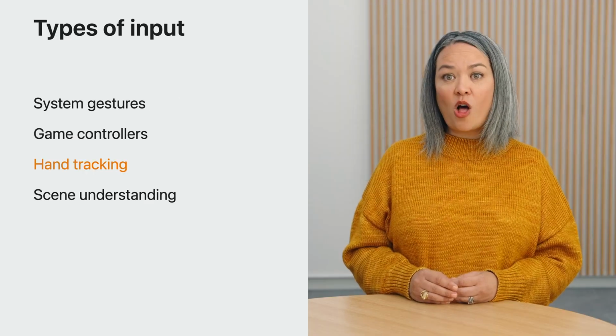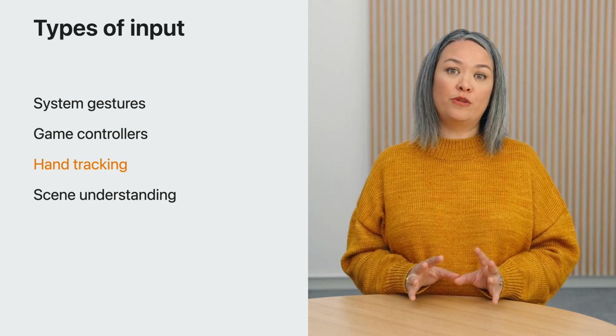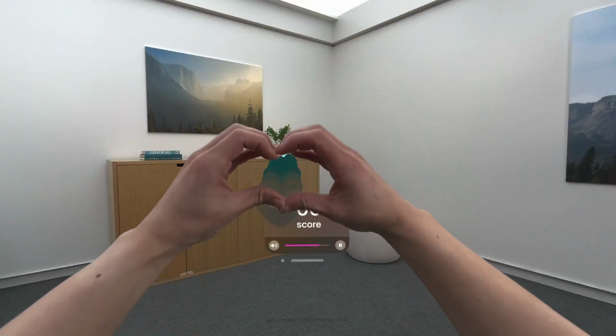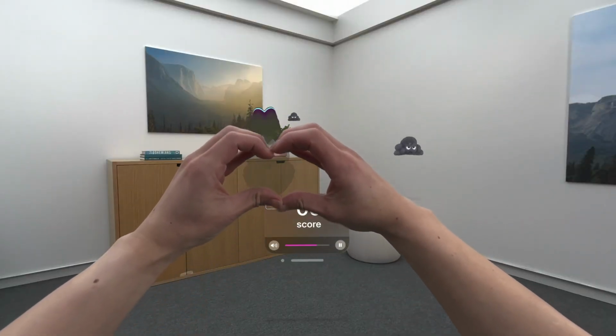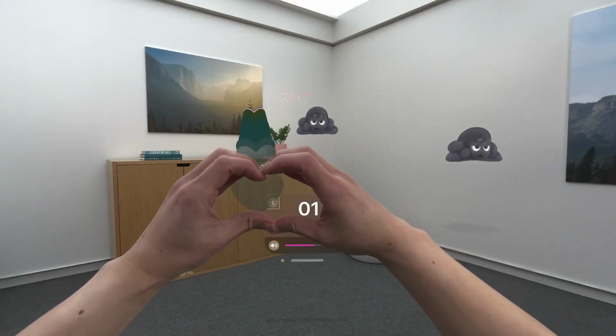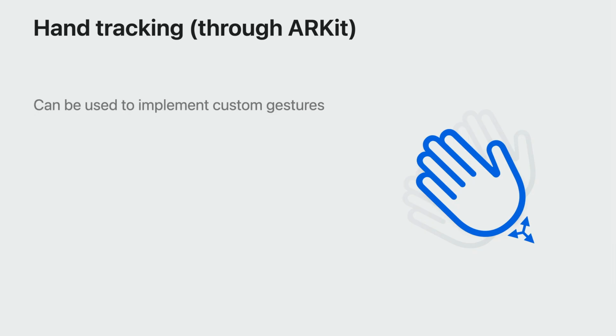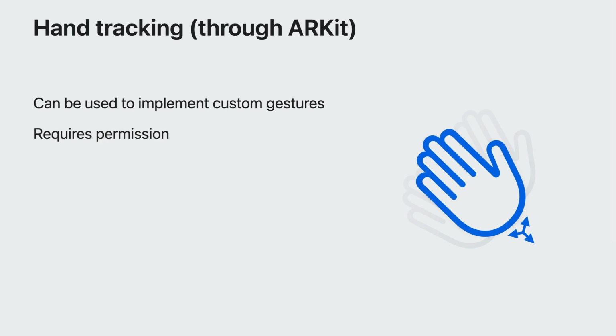And xrOS also allows for more unconventional input, such as using your own body as a controller. You can use hand tracking to let the player grab virtual objects or implement custom gestures, such as pointing at an object or karate chopping them. You access hand tracking through ARKit, and the device will ask the player for permission, same as when an app wants to use your location or microphone.